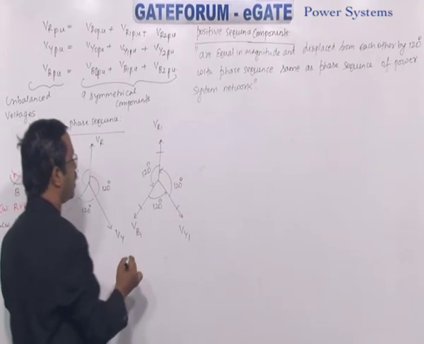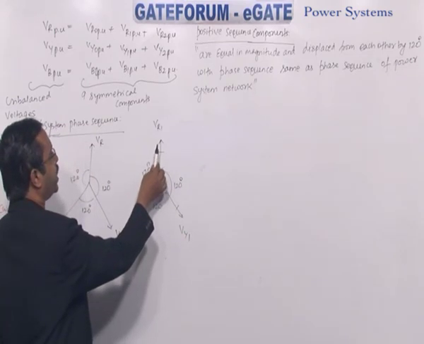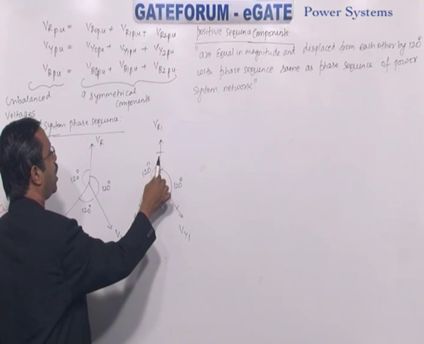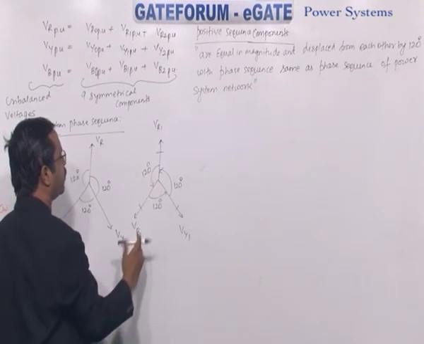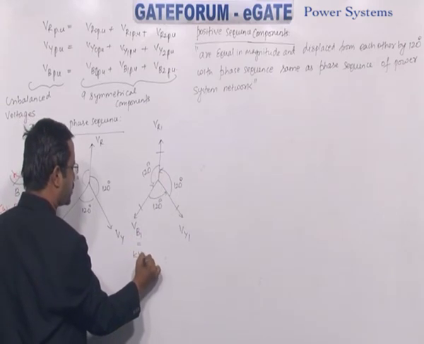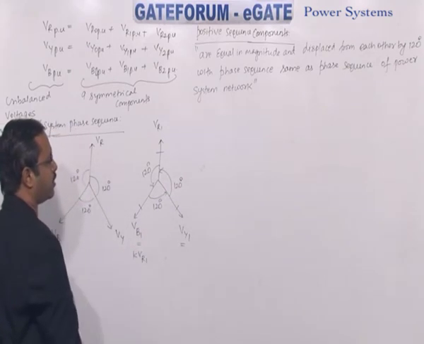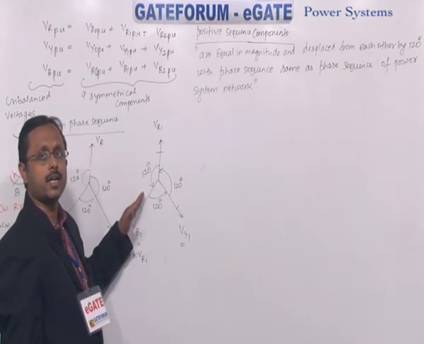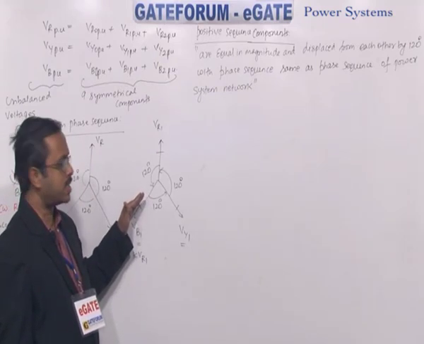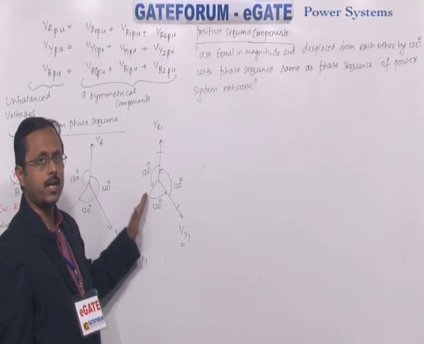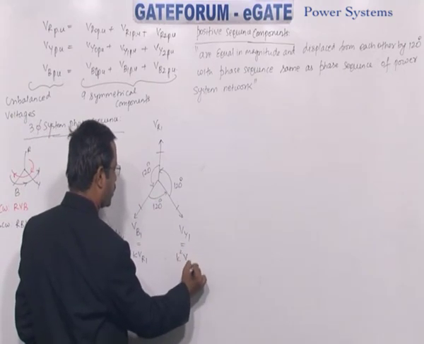So how to write this B1 in terms of R1? Apply operator K on VR1. Operator K rotates VR1 in anti-clockwise direction by 120. So it becomes K times VR1. How to write Y1 in terms of R1? Apply operator K on K VR1. Operator K rotates K VR1 in anti-clockwise direction by 120. How much you get? K square VR1.